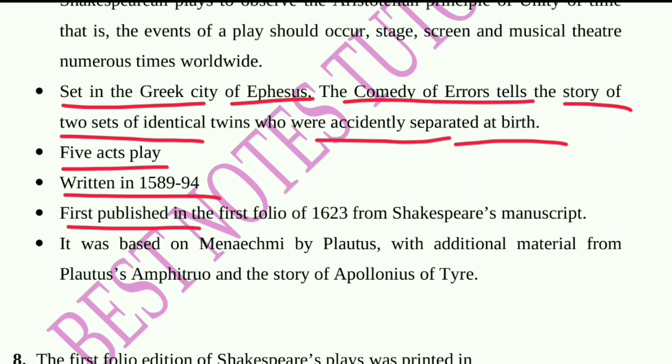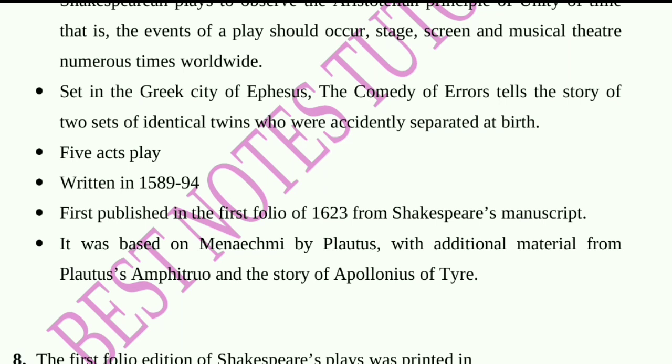It was based on Menaechmi by Plautus, with additional material from Plautus' Amphitryo and the story of Apollonius of Tyre.